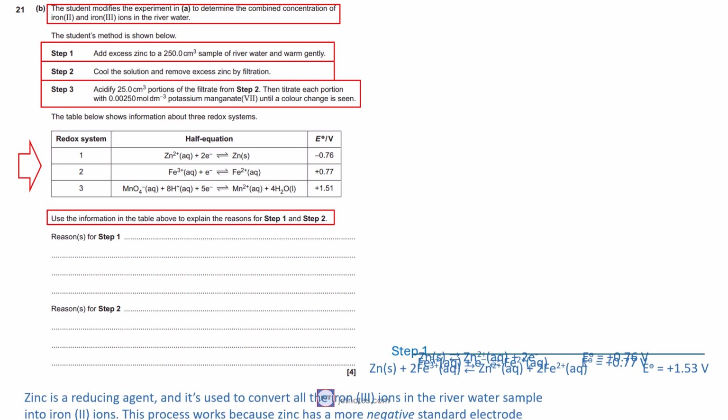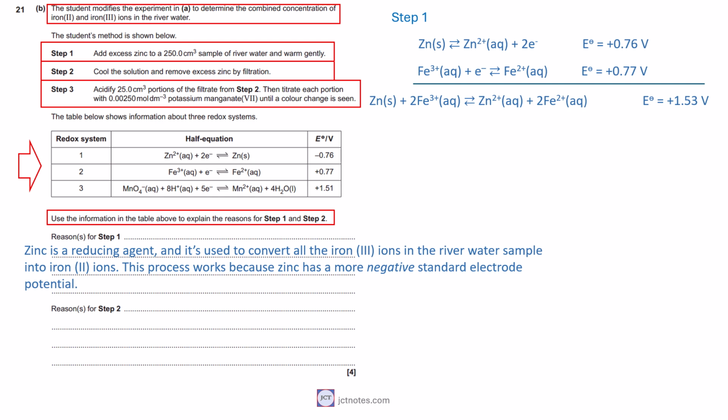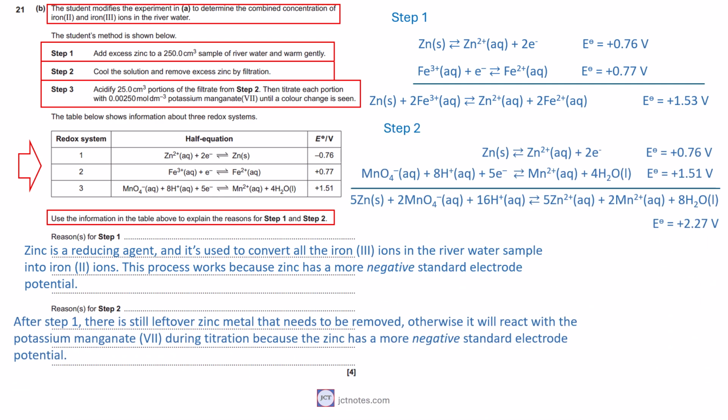Step 1, adding zinc and warming gently. Zinc is a reducing agent, and it's used to convert all the iron 3 ions in the river water sample into iron 2 ions. This process works because zinc has a more negative standard electrode potential. Step 2, filtration to remove excess zinc. After step 1, there is still leftover zinc metal that needs to be removed, otherwise it will react with the potassium manganate 7 during titration because the zinc has a more negative standard electrode potential.